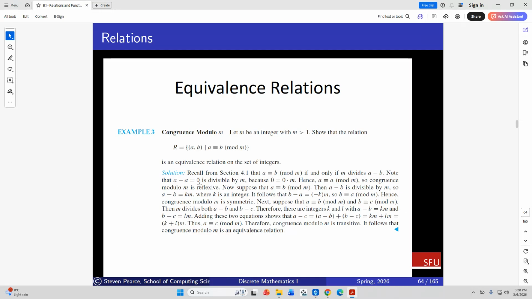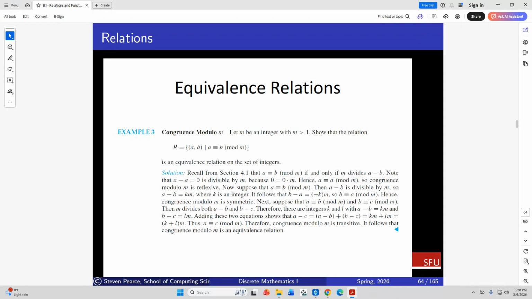Note that a minus a is 0, and that's clearly divisible by m. Excuse me. Because a minus a equals 0 times m. Hence a is congruent to a modulo m, so congruence modulo m is reflexive. Okay, you do the same thing with symmetry. Suppose again that a is congruent to b modulo m. Then a minus b is divisible by m, so a minus b equals some integer k times m. So it follows again here that b minus a equals minus k times m, so b is congruent to a modulo m.